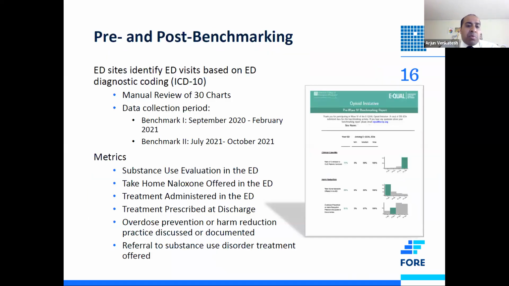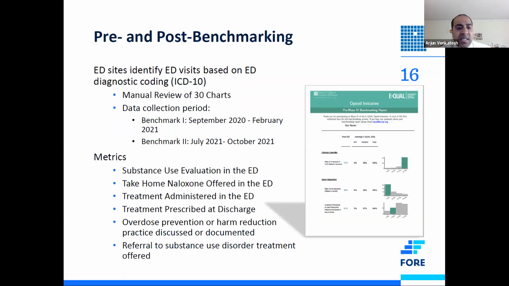The benchmarking activity is probably one of the core value propositions that the network has provided EDs around this country. ED sites identify visits based on diagnostic codes. Often these ED sites get support from their billing company or somebody else who can help them identify 30 charts. And then they do a manual review of those 30 charts. We give them data collection periods every year. We give just enough time for claims processing to occur on those data collection periods so that they have data they can look at. But then we get them a report, as you can see on the right side there, within 30 days on metrics that we can collect from that simple data collection.